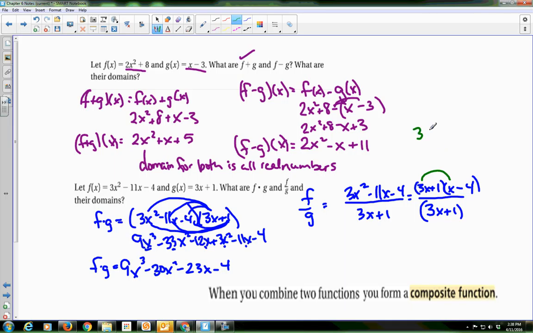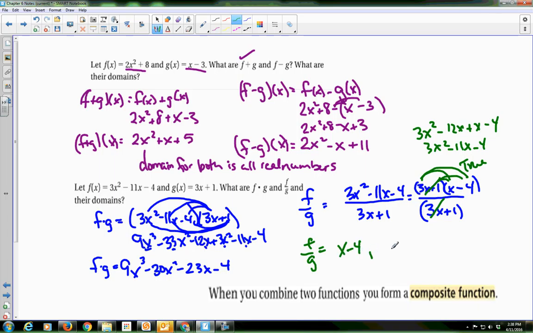3x times x is 3x squared. 3x times negative 4 is negative 12x. x times 1 is x, and 1 times negative 4 is negative 4. 3x squared minus 11x minus 4. So this is true. So if I were to simplify this down, f over g, this 3x plus 1 over 3x plus 1 reduces to x minus 4.